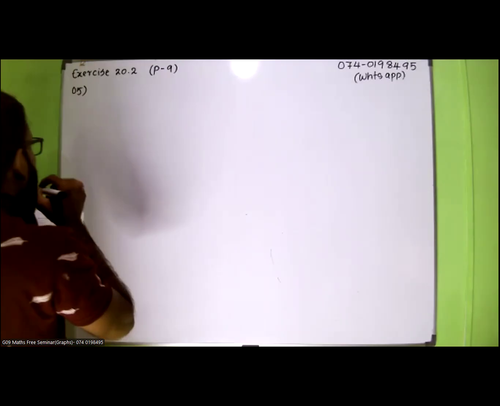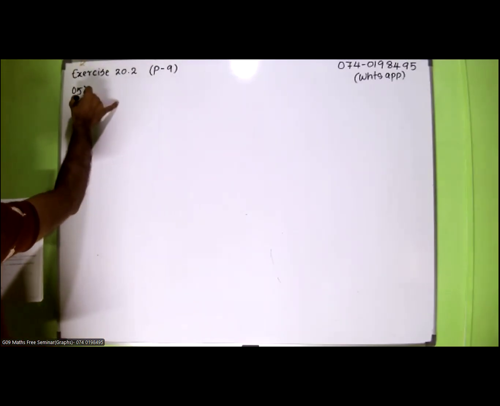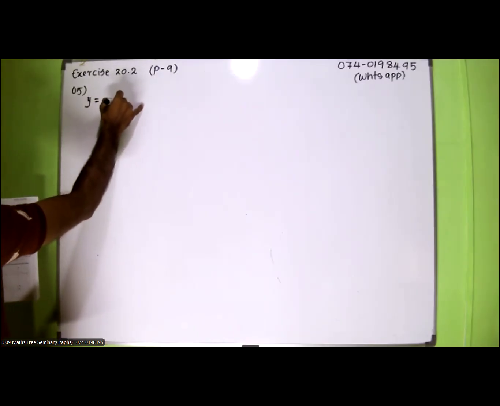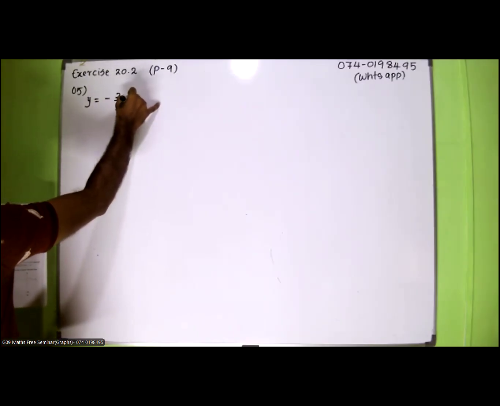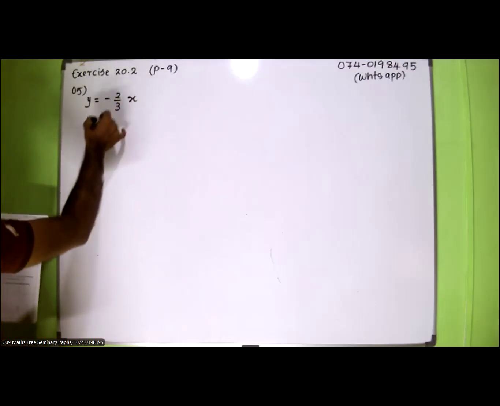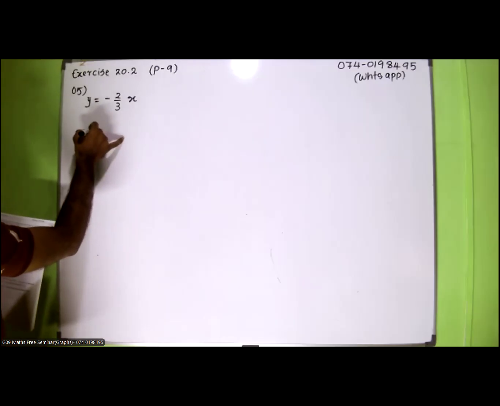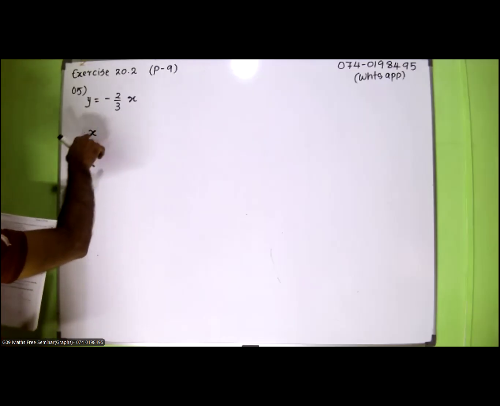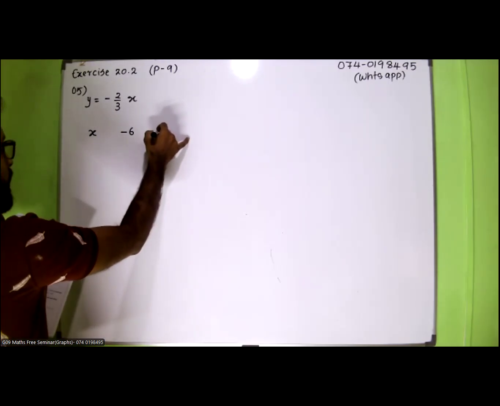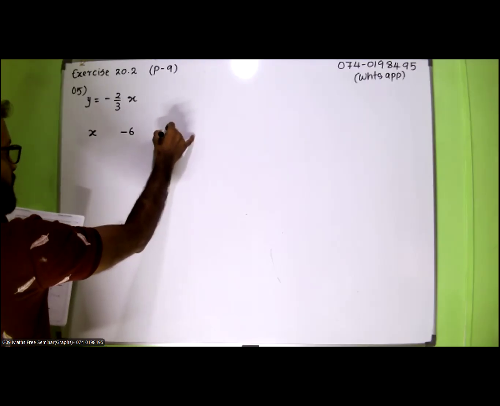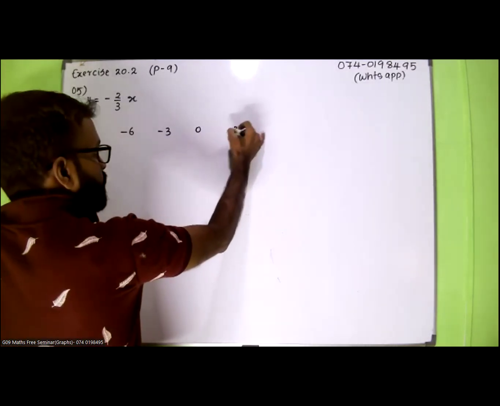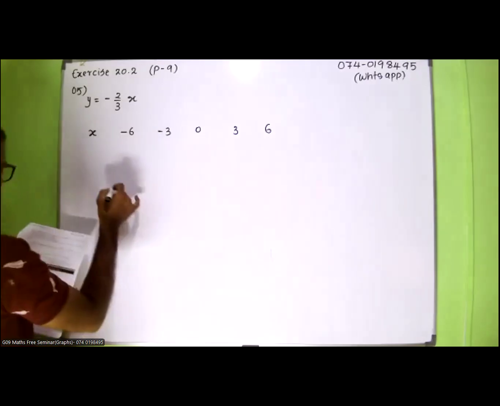So guys, we have a function something like this: y equals minus 2 upon 3x. We have to form this inside the table. The first row is our range of values for x: minus 6, minus 3, 0, positive 3, positive 6.